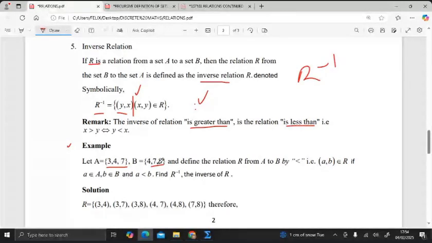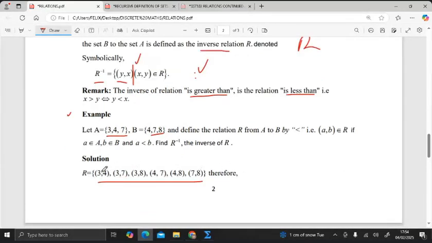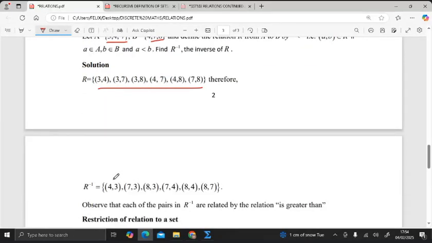We have an example here, a good example. We let A be this, B is that, and we define the relation R from A to B by "less than". In this case, our R is this: 3 is less than 4, 3 is less than 7, 3 is less than 8, that is okay. 4 is less than 7, 4 is less than 8, that is it. And then finally 7 is less than 8, and that is it. These are the members of that relation.